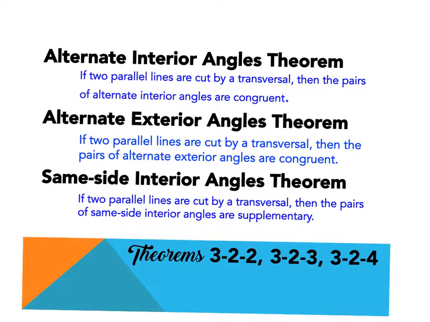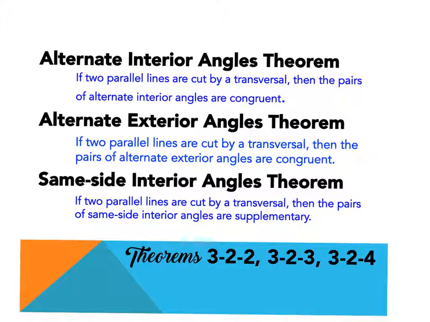Okay, all three of these are theorems. And again, they all start the same way. If two parallel lines are cut by a transversal, the alternate interior angles are congruent. The alternate exterior angles are congruent. And the only one that's not congruent is same side interior. Those are supplementary.